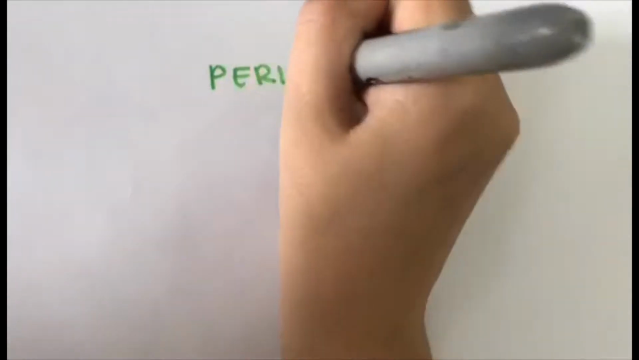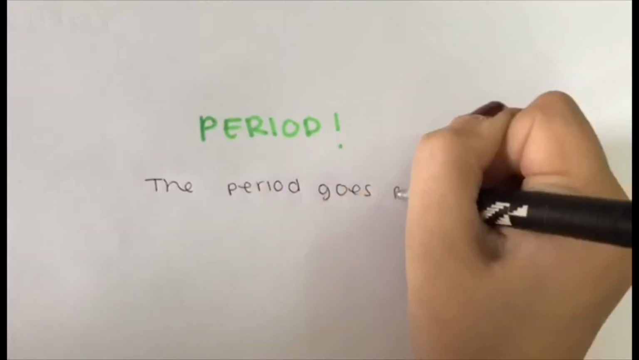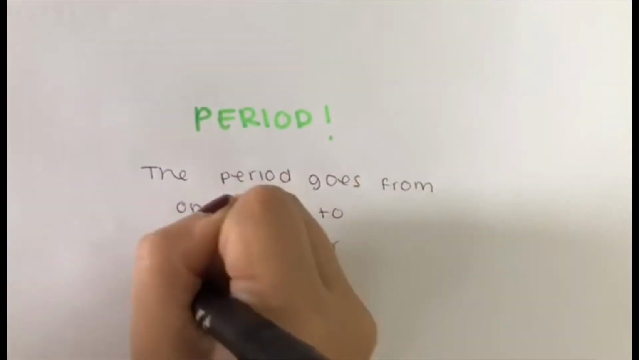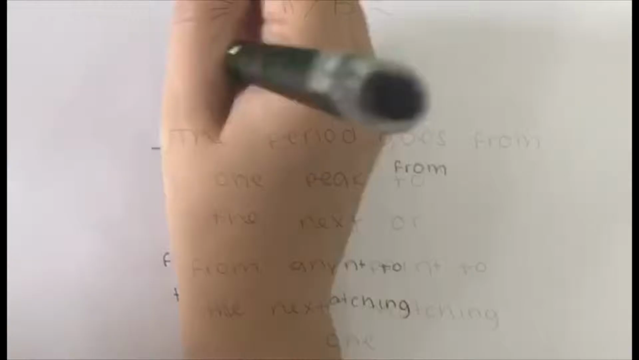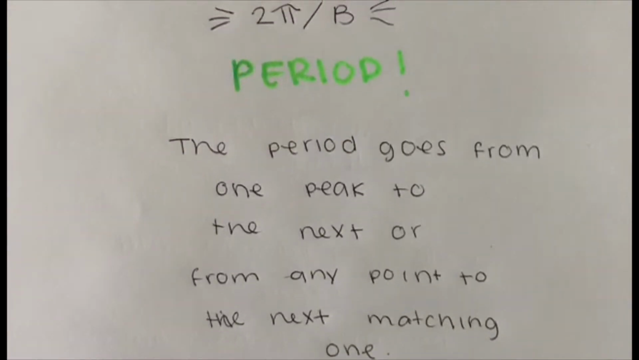What is the period? The period goes from one peak to the next, or from any point to the next matching point. This can be represented as 2 pi over b.